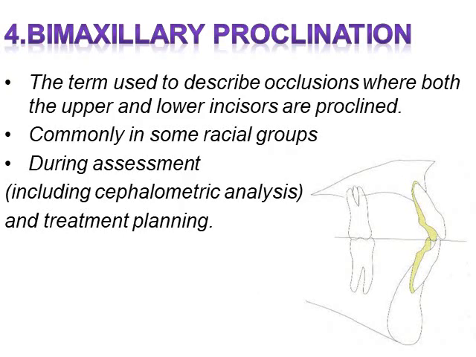Now, bimaxillary proclination. So another malocclusion can be seen in patients with the class 1. Bimaxillary proclination is the term used to describe occlusions where both the upper and lower incisors are proclined. Bimaxillary proclination is seen more commonly in some racial groups, for example, Afro-Caribbean. And this needs to be borne in mind during assessment, including cephalometric analysis and treatment planning. So it's more common in Negroes and Caribbeans.